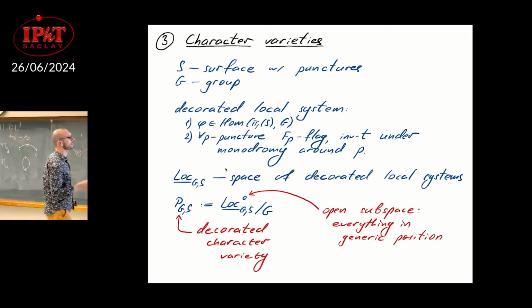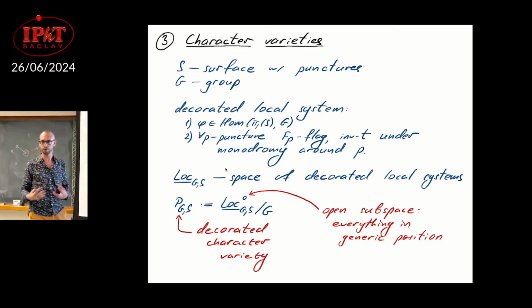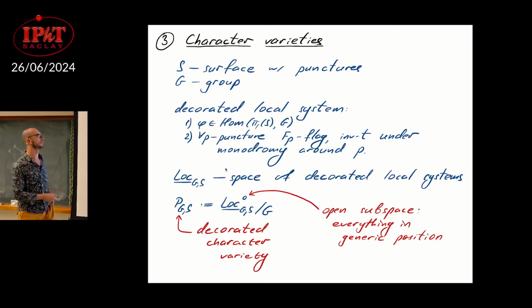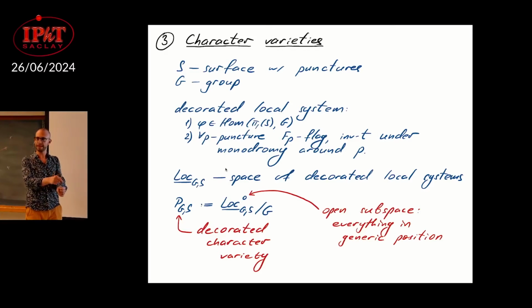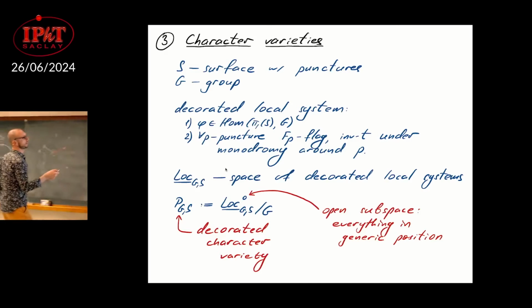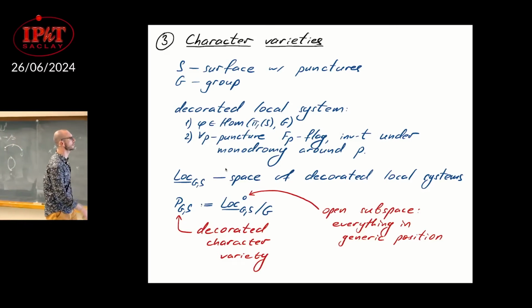And then a decorated local system is, well, first of all, it's a local system, which means it's a homomorphism from pi_1 of the surface to the G. And second, for every puncture, you have a flag sitting at this puncture that is invariant under the monodromy around that puncture. So this is really discrete data, because if you have a monodromy that's generic, choosing this flag is just really just ordering eigenvalues of this monodromy matrix, right? The monodromy around that puncture. So that's a very mild kind of generalization of these local systems.